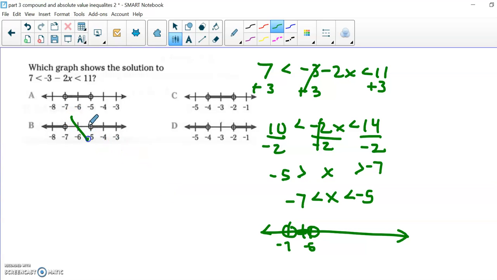So it's going to look something like this. Right away I know these ones are wrong because this is an and situation, so it's not going to be a broken line. So we want it more than negative 7 but less than negative 5, so it looks like A is our correct answer.